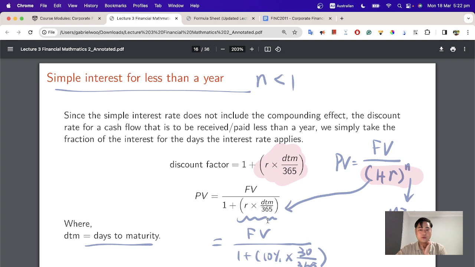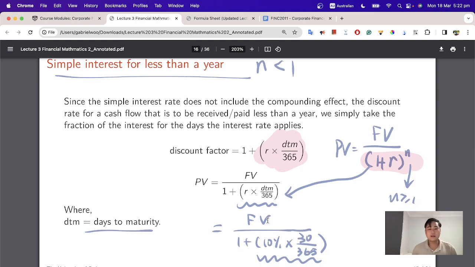Simple interest for less than 1 year. So once again, we are talking about if N is less than 1 year. Okay, so if we have an investment, for example, in a savings account, the savings account perhaps pays 1% per year. However, you only have your savings with the account for half of that time. What would you do if that's the example?